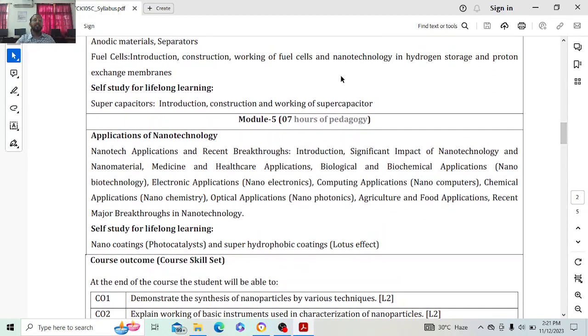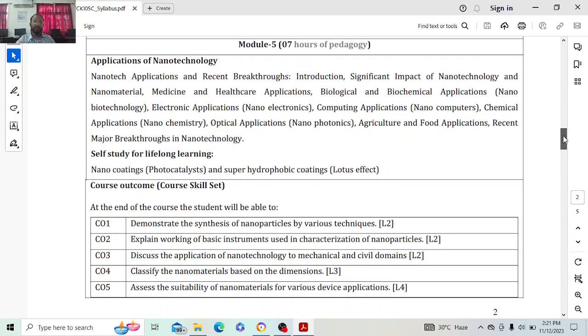Then fuel cells: introduction, construction, how exactly they work, and how nanotechnology is going to affect hydrogen storage and proton exchange membrane applications, that also we are going to discuss. Next, self study for long term, the supercapacitors that you can study, and you can also do some projects on supercapacitors.